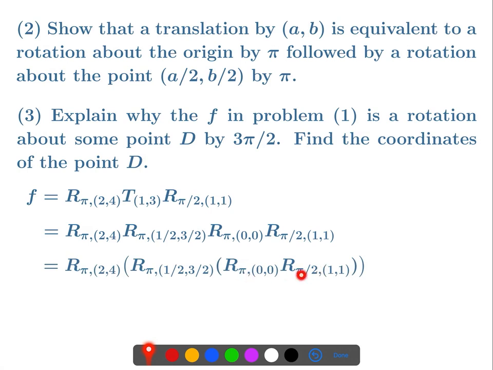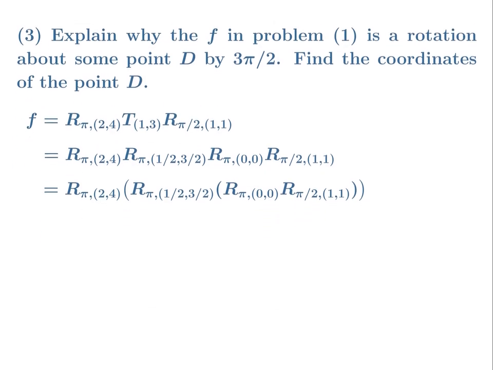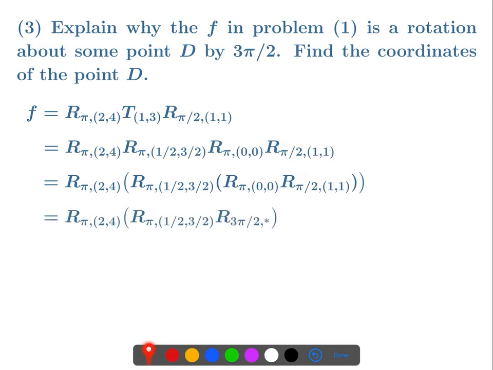So I want to multiply these two matrices first, and then multiply by this matrix, and then multiply by this matrix. So the product of these two rotations, by our theorem, you just add the angles. It's 3 pi over 2. So it's going to be a rotation about some point by 3 pi over 2. I don't know what the point is. I'm just going to put a star there to represent some point. I don't know what it is. So now I have a rotation about some point by 3 pi over 2 from the product of these two.